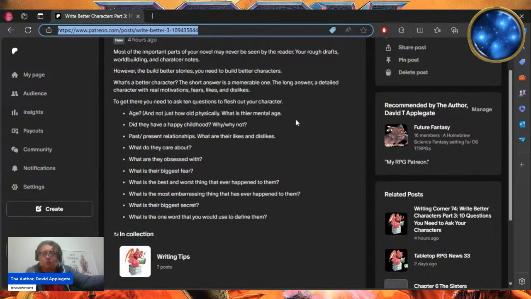So, what's a better character? Well, the short answer is one that's going to be memorable. The long answer is a detailed character with real motives, fears, likes, and dislikes. So get yourself together with your characters, have a sit down and say, how old are you? Not just physically, how old are they mentally? Did they have a happy childhood? If not, why not? What about your past and present relationships? What are your likes and dislikes? What do you care about? What are you obsessed with? What about your biggest fears?